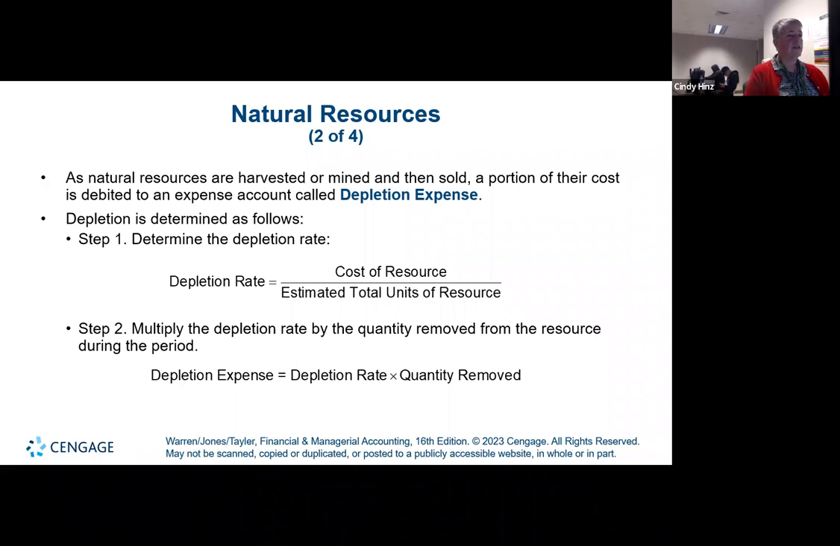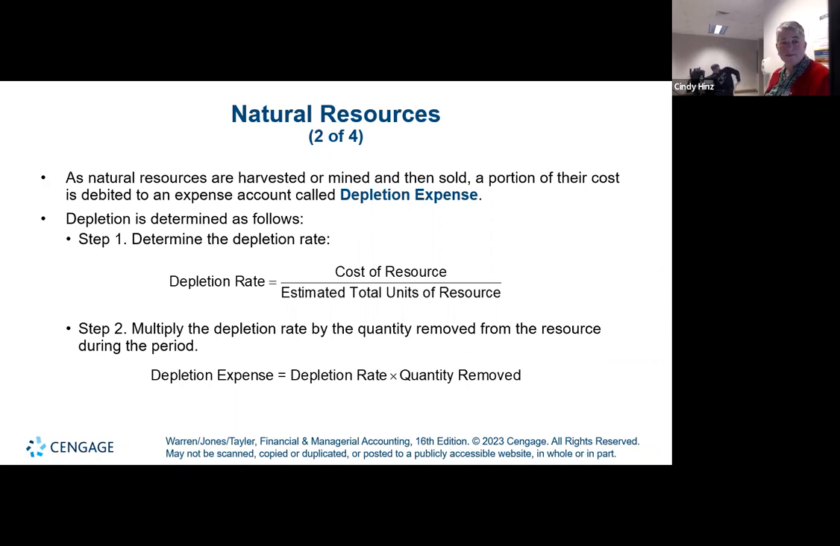So we do that calculation of the cost per unit, which might be ton or pound, or how else, gallon, barrel, if you're talking about oil, something like that. And we know how much that's going to cost us per unit before we even start harvesting the product. And when we start harvesting, we start reporting depletion based on the number of units that we actually removed. We report it as depletion expense in the period in which we sell the product.